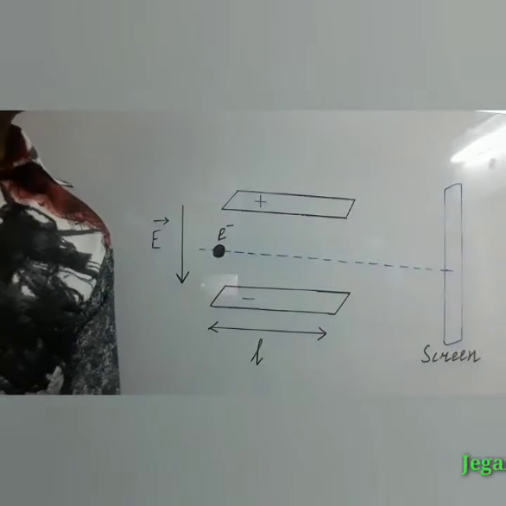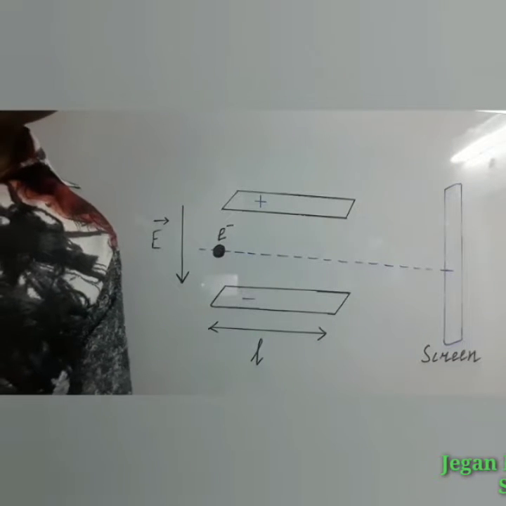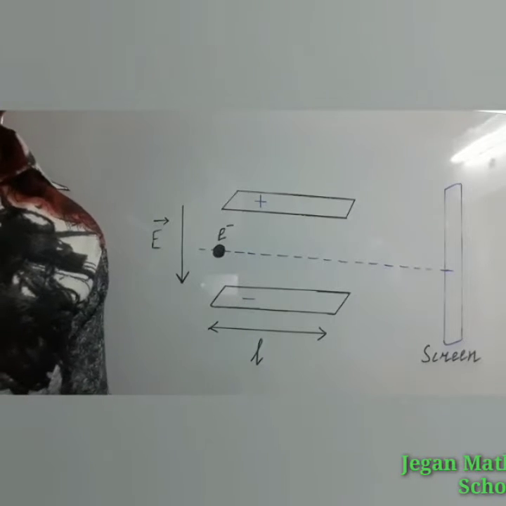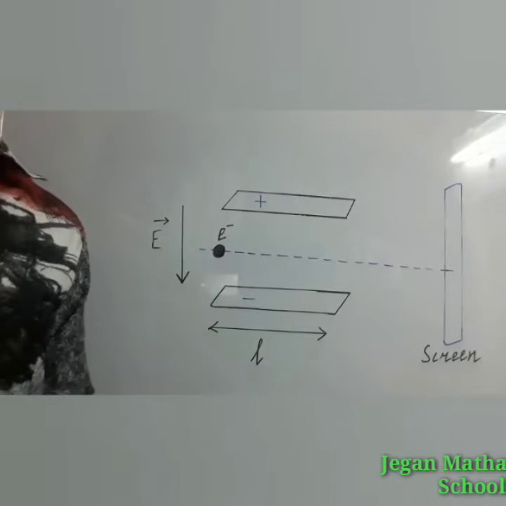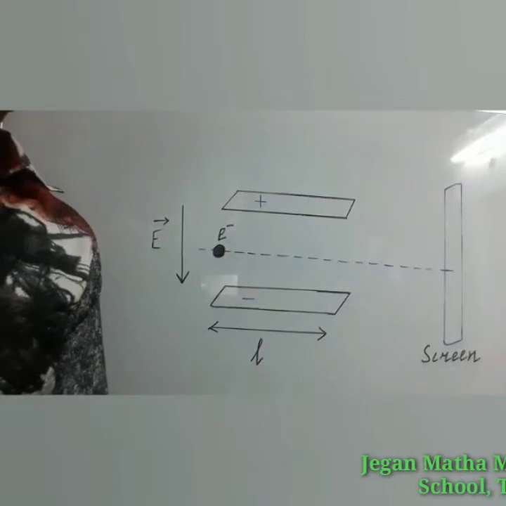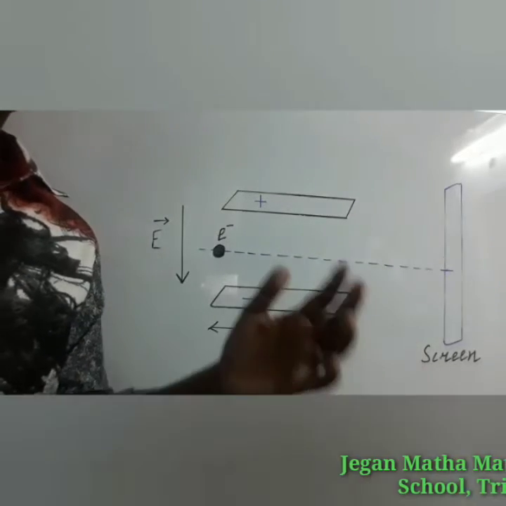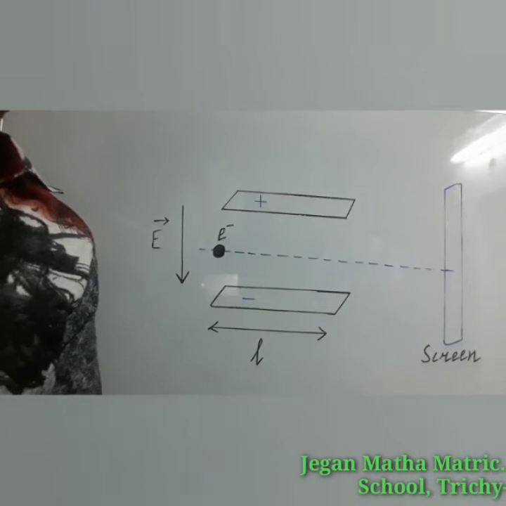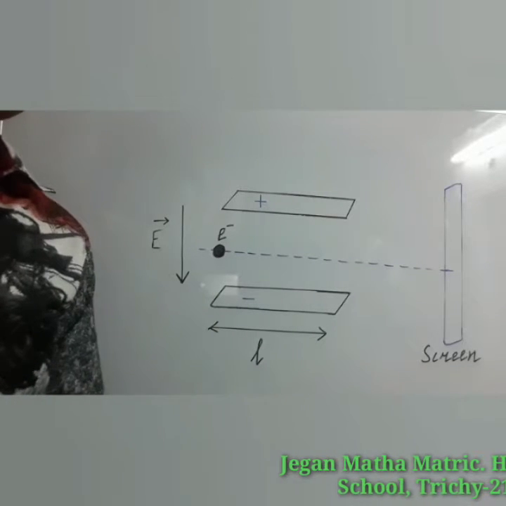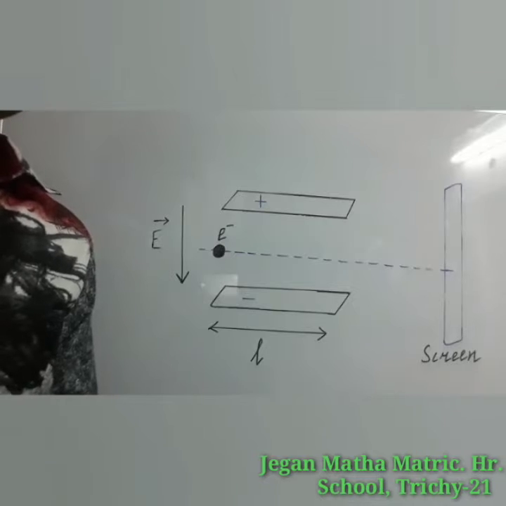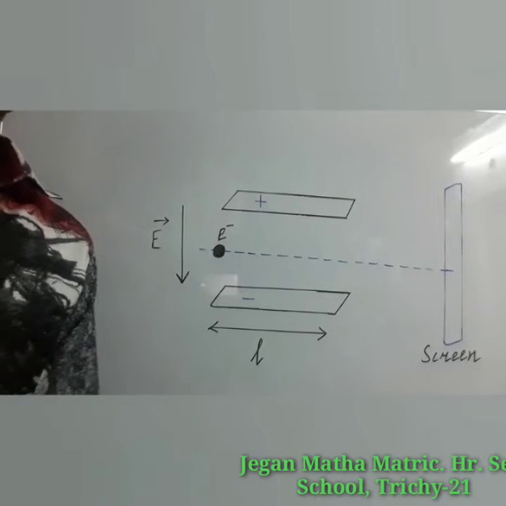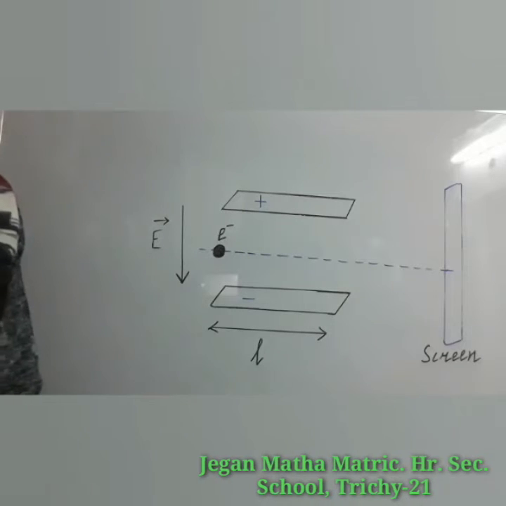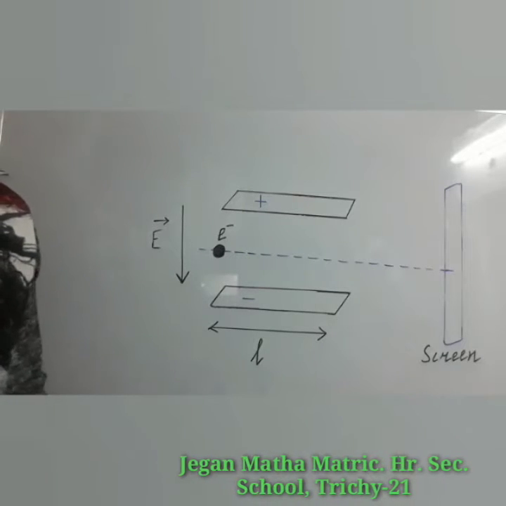Hi students, in this video we are going to discuss the specific charge of an electron, that is Thomson's experiment. In the last video we discussed the arrangement of Thomson's experiment and how to determine the velocity of electron, and the determination of specific charge by applying the electric and magnetic field. But here we are going to determine the specific charge of an electron only with the electric field.